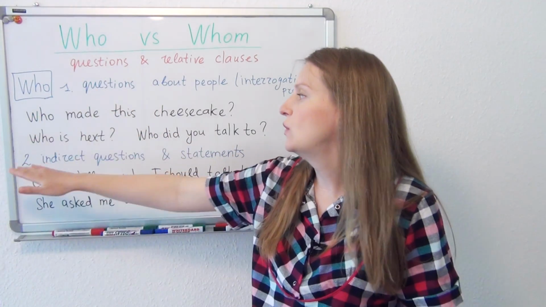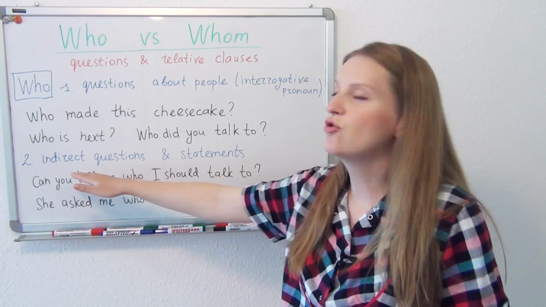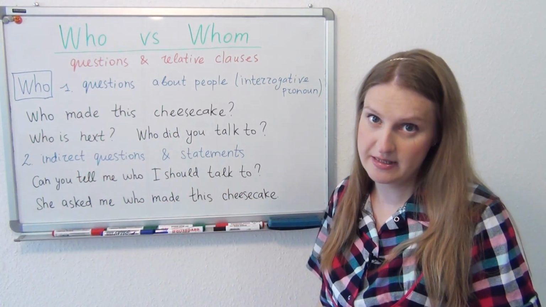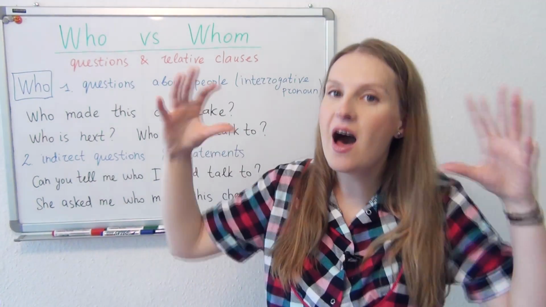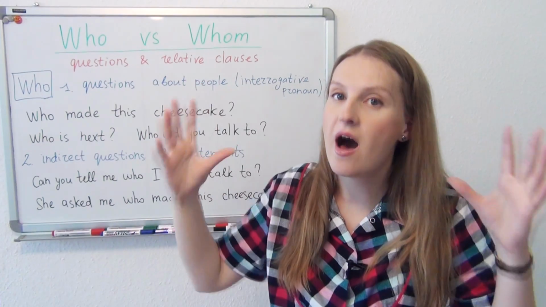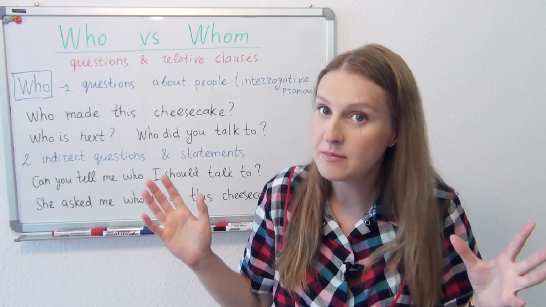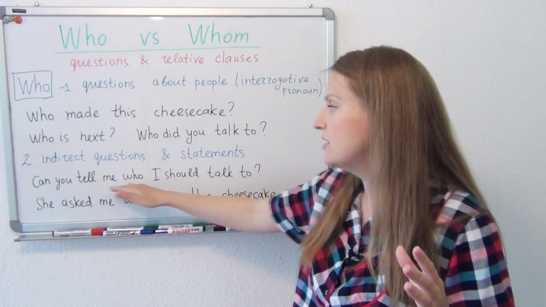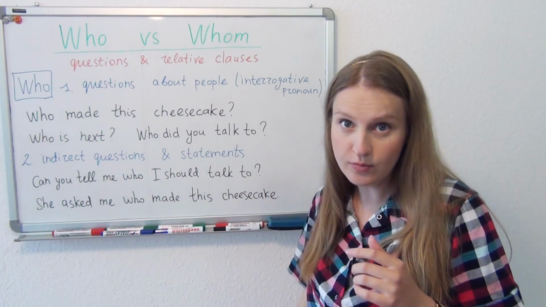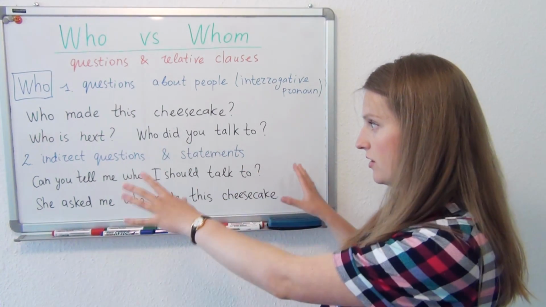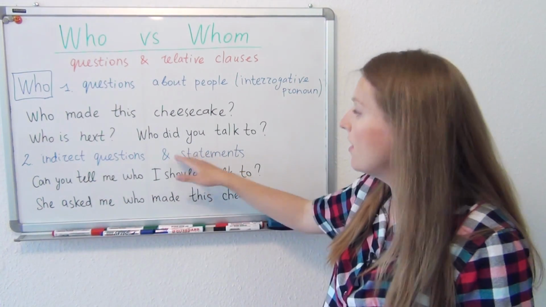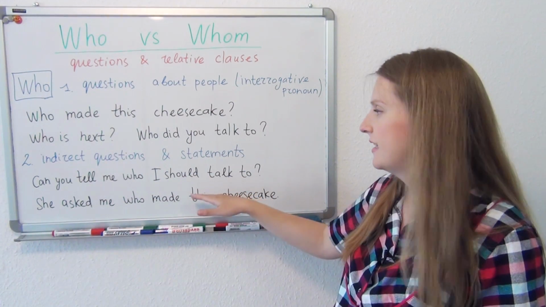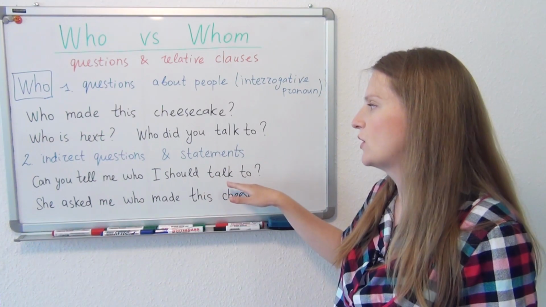We also use who when we create indirect questions or statements. So questions which appear within other questions or other sentences, other statements. Can you tell me who I should talk to? It is a question, because can you tell me? And there is another question within it: who I should talk to.